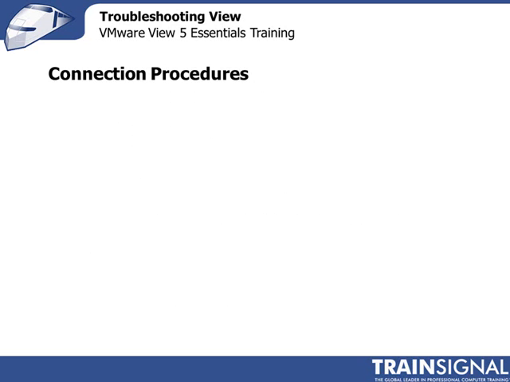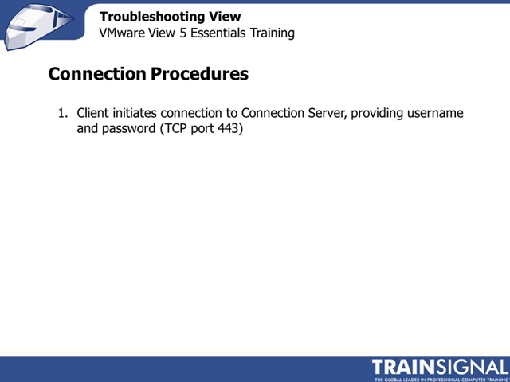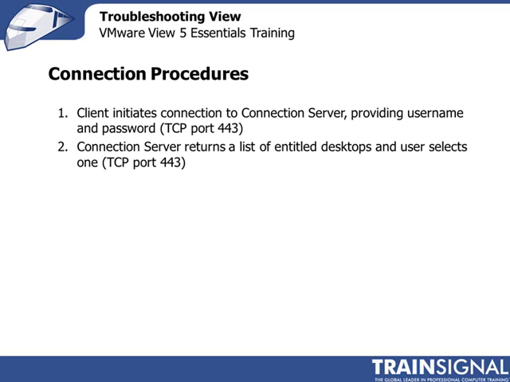So let's talk about the procedure that View goes through in order to connect a user to a desktop. First of all, the View client is going to initiate a connection to the connection server or security server, providing a username and password. This occurs over port 443, which is your standard HTTPS port. Next, the connection server will return a list of entitled desktops that the user has, and the user will then select one, sending that information back to the connection server. Again, this occurs over port 443.